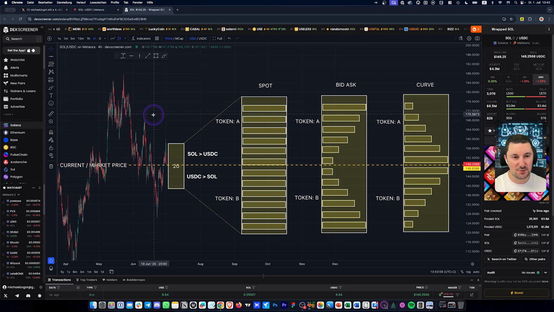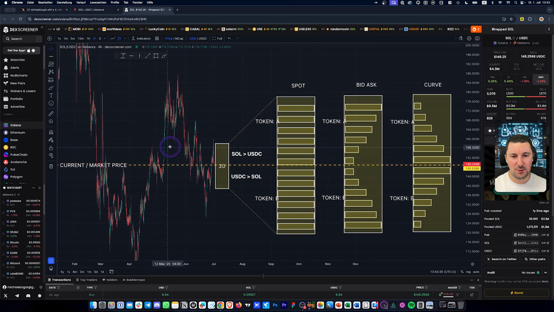The faster the price goes to a specific area in a short amount of time, we speak about high volatility. When the price goes sideways, for example, and there are fewer buys and sells in a short amount of time, then we speak about low volatility.